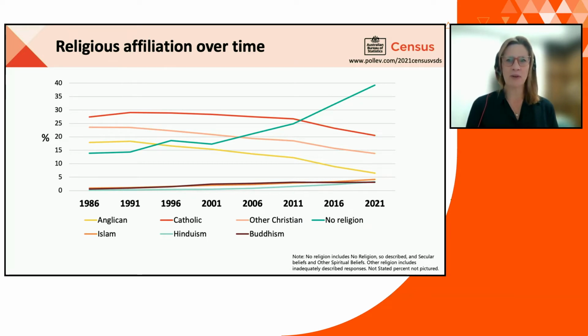Clumped down the bottom, we've got a few different religions, a little bit hard to see, but Islam is growing. Hinduism is also growing. And Buddhism is a little bit flatter, but interestingly, Victoria is the state that has the highest proportion of people who report a religious affiliation with Buddhism, and that is 3.1%.